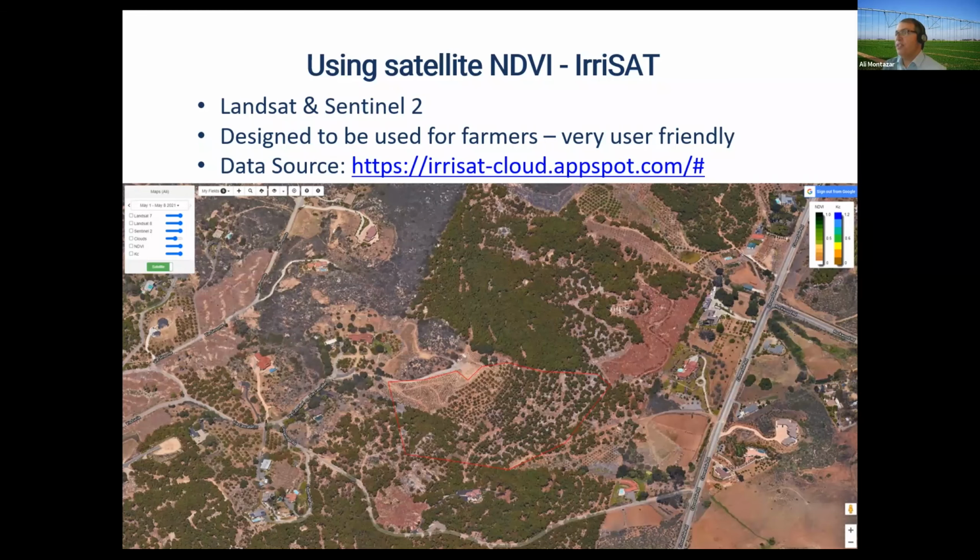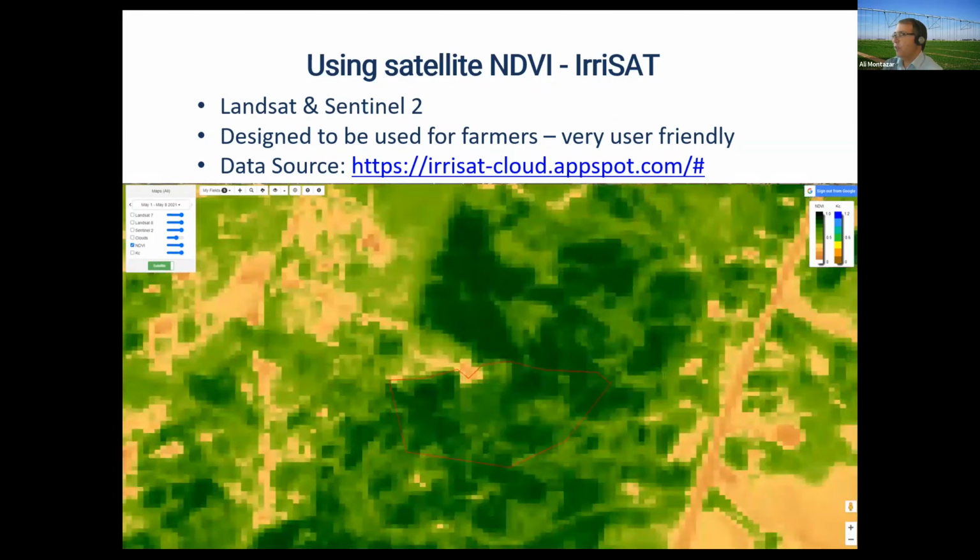I would like to mention this is a free tool called IRISAT, developed by Australian scientists. It uses Landsat and Sentinel NDVI images to develop KC maps. I have a red polygon here. It's an area of interest for me, an avocado orchard around Escondido. So this is the NDVI map provided by this tool.